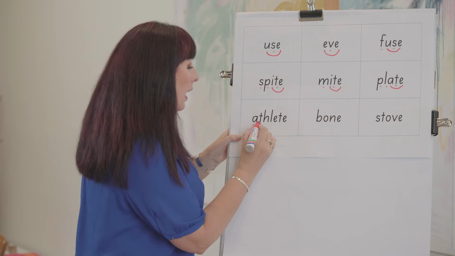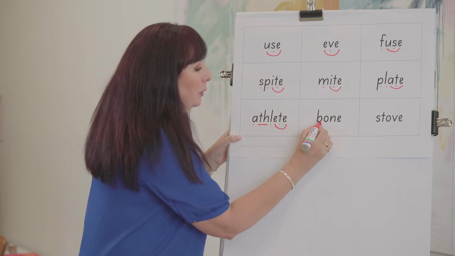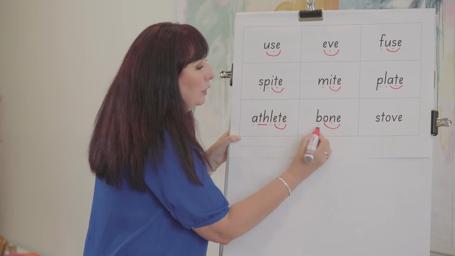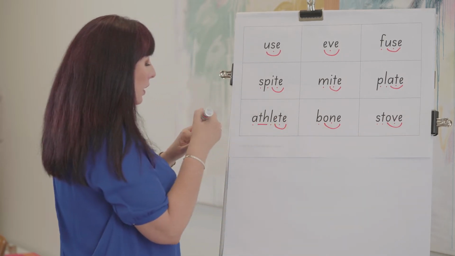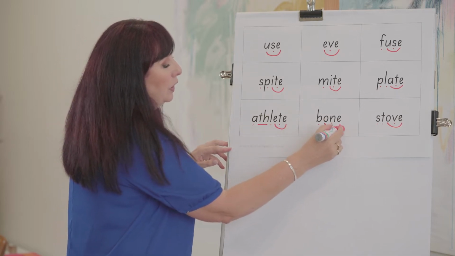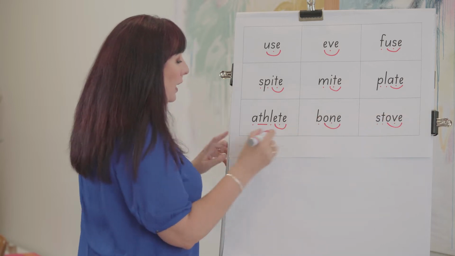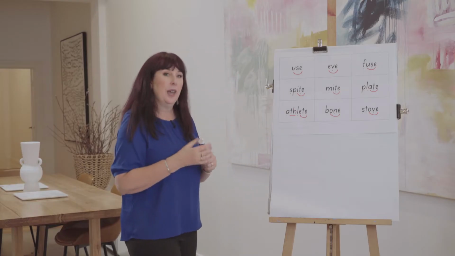Last row, athlete, athlete, bone, stove. Athlete, bone, stove. Again, athlete, bone, stove. Good job. How did you go with that?